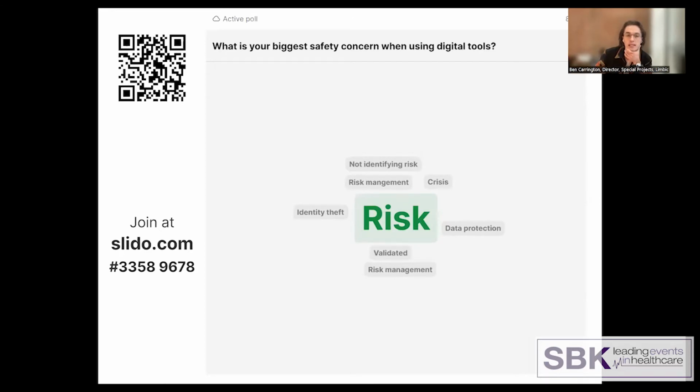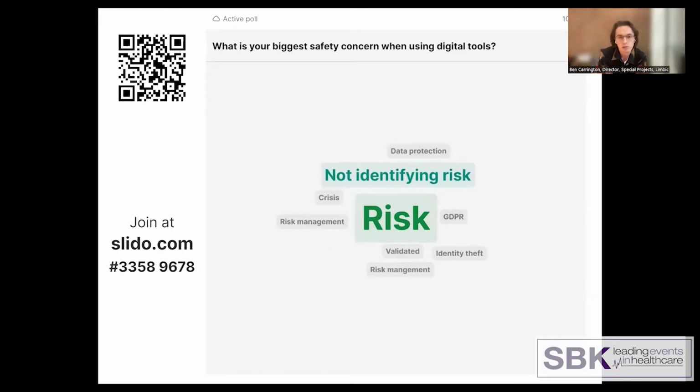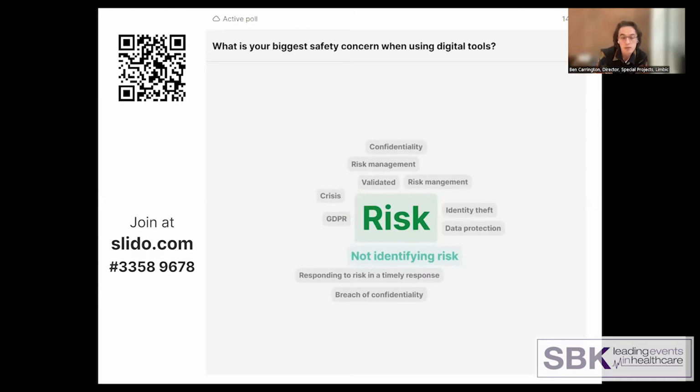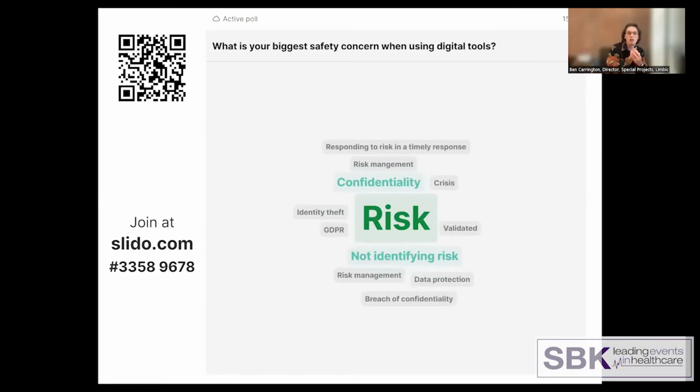What else have we got here? Identity theft, interesting. We can talk potentially in the discussion later around authentication and how you deal with those kinds of practices. Not identifying risk, I assume is in the context of risk patients. Again, this is something we can speak to a bit later on. Breaches of confidentiality, yes. Responding to risk in a timely way. Okay, cool. So there are some core themes there around risk around the actual product itself, but also around patients identifying with risk as well.